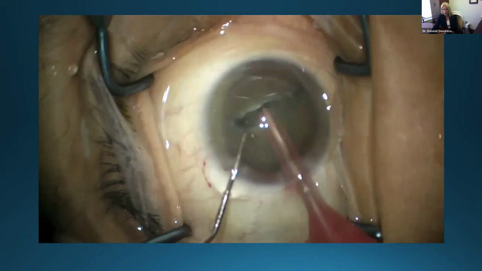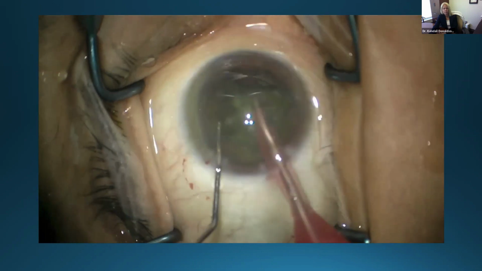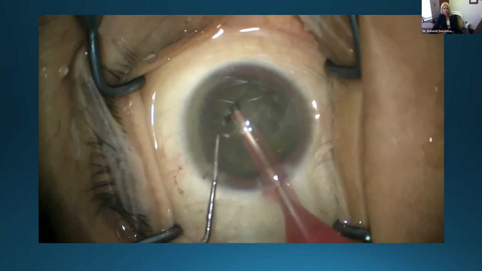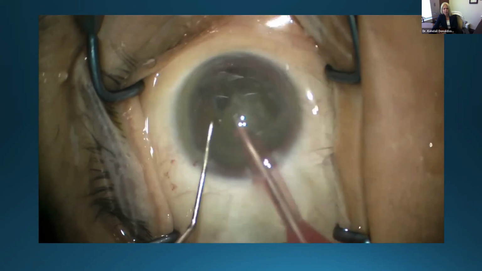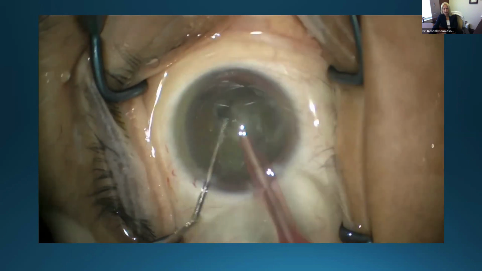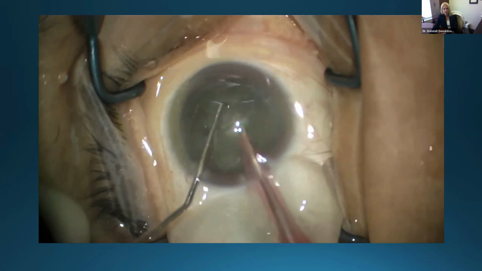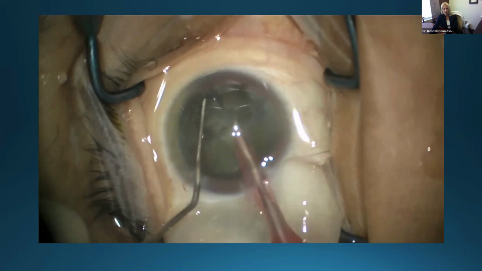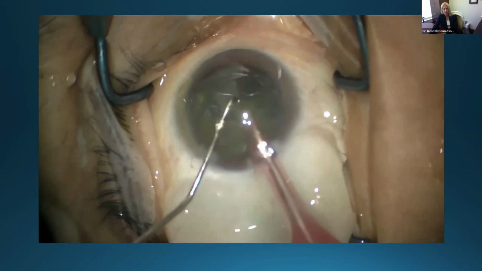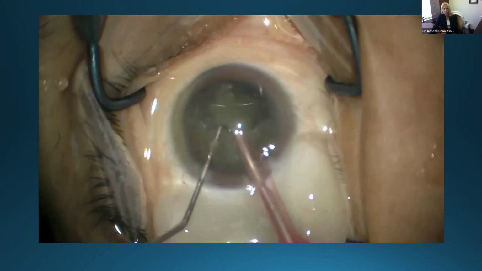I really like the Nagahara, but again, you're turning the tip of the Nagahara to the side to go under the capsule and reaching out. This one's kind of sticky, but still getting it. Let's turn it around here a little bit and hang on one sec. Again, doing all the manipulation with that second instrument, not with the phaco probe. And then using the second instrument to kind of feed that piece into the phaco tip.